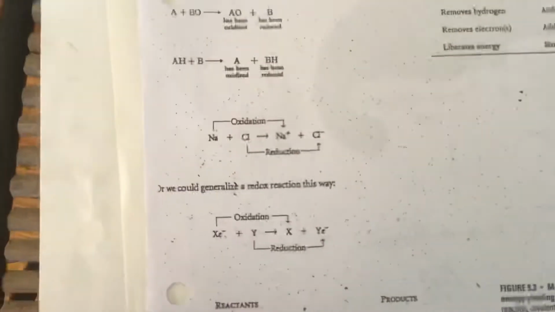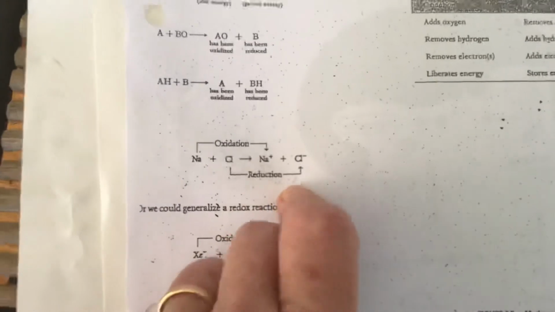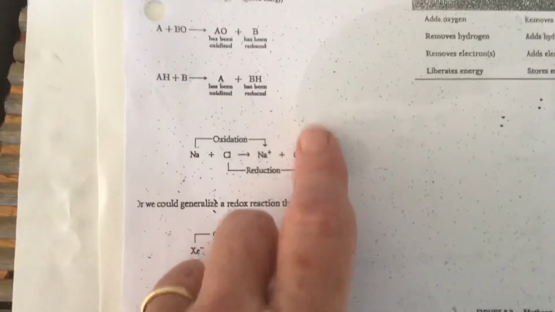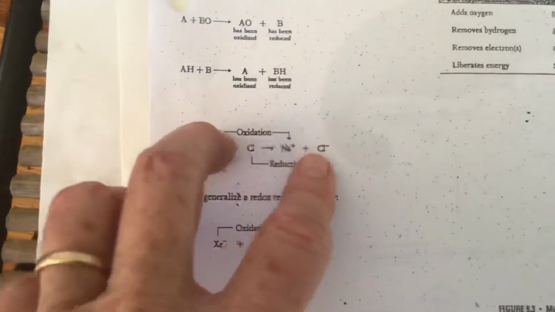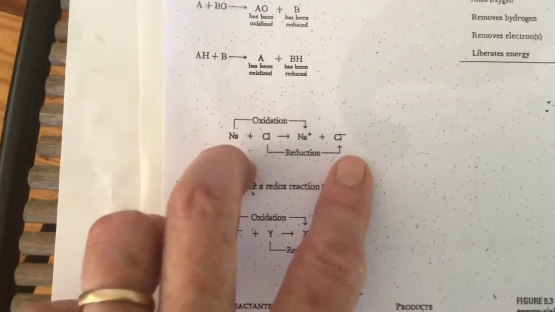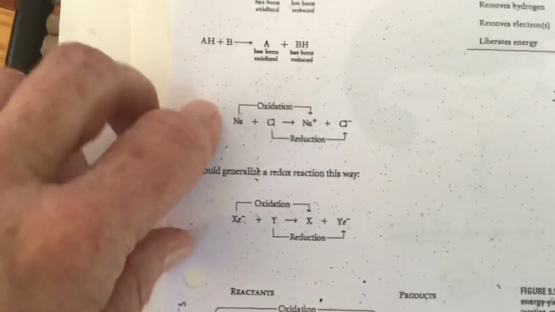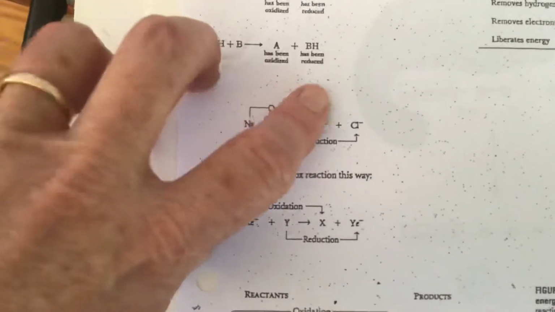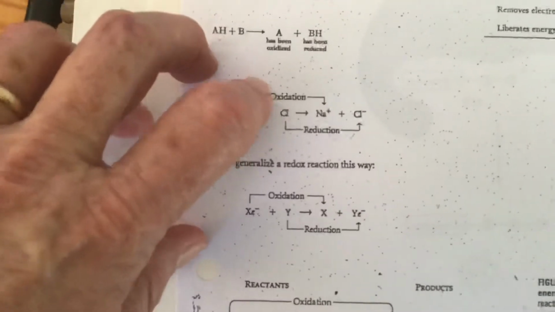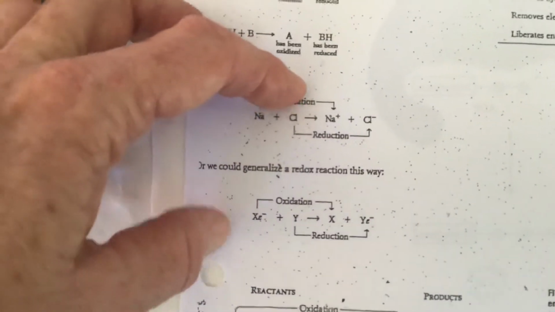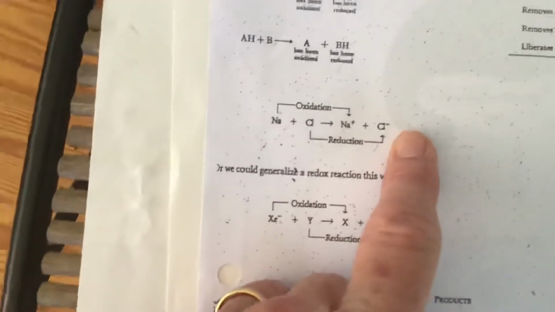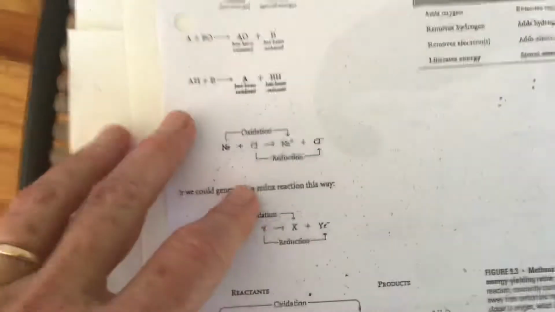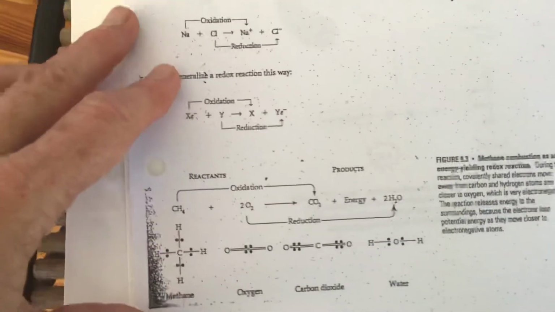If you are something that takes on the electron, so if you get reduced, then you are the oxidizing agent. And if you are the one that is donating the electron, like in this case, so you get oxidized, then you are the reducing agent, because you're going to be reducing the thing you're next to. Those terms can be a little bit confusing, so just so you know.